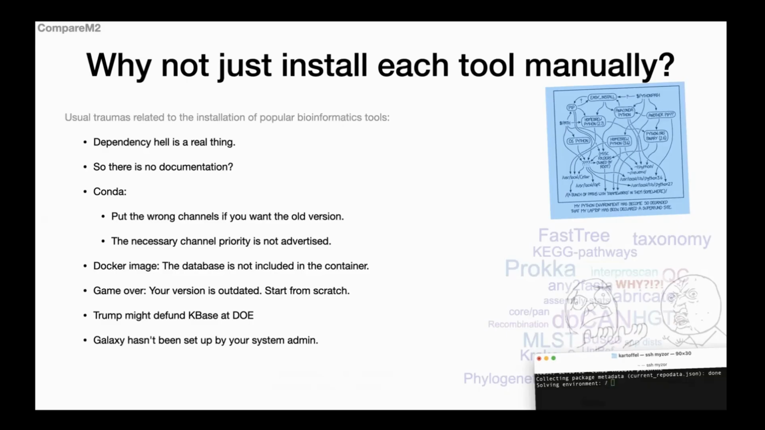Conda has really come a long way. Even since I started my PhD three years ago, Conda has evolved a lot. So a lot of things are getting easier to do, but we still have challenges with Conda. If you put the wrong channels, you get into trouble. You can also work with Docker images that encapsulate all the software into one static image. But then you have to think about databases, because they usually don't come with the Docker image. And then half a year later or a year later, it's game over because your version is now outdated. You have to start all over.